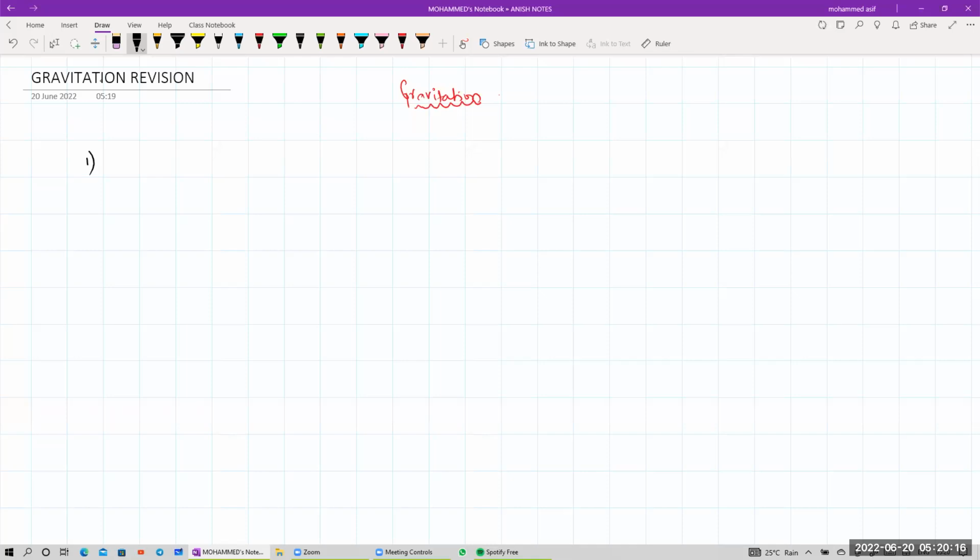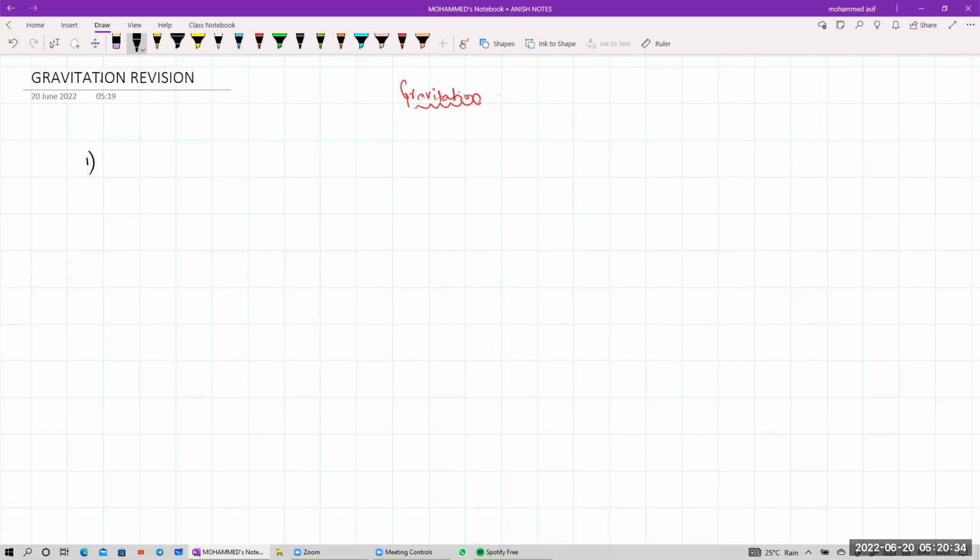Law of orbits. Every planet revolves around the sun in a circular orbit. Important, a sure question in the gravitation chapter. The first one is known as what? Law of orbits. It says that every planet revolves around the sun in a circular orbit.